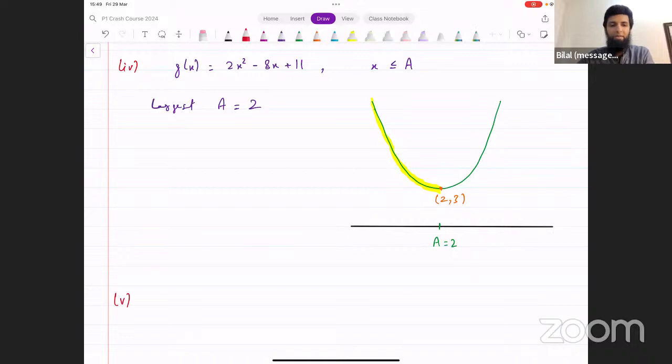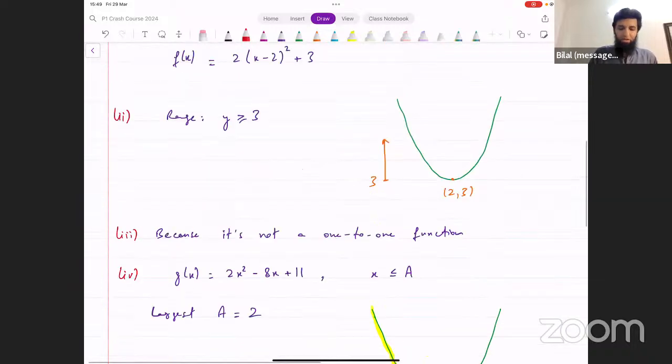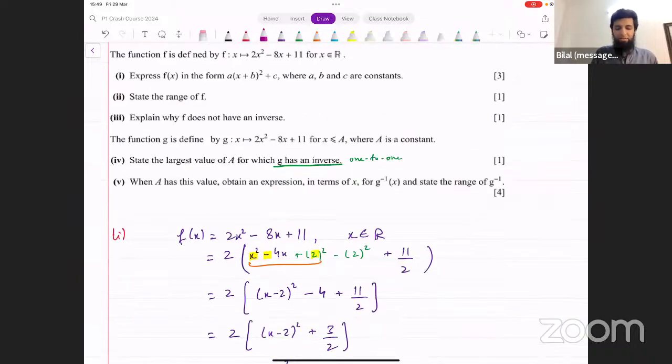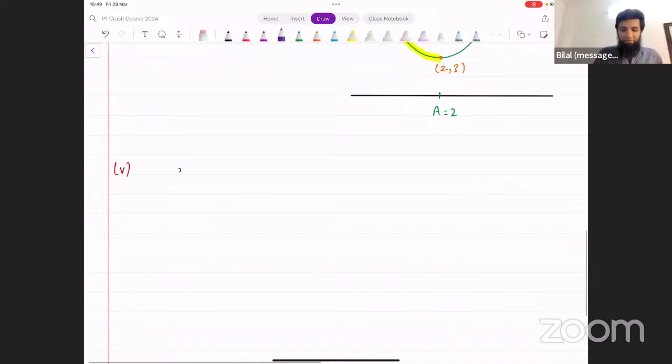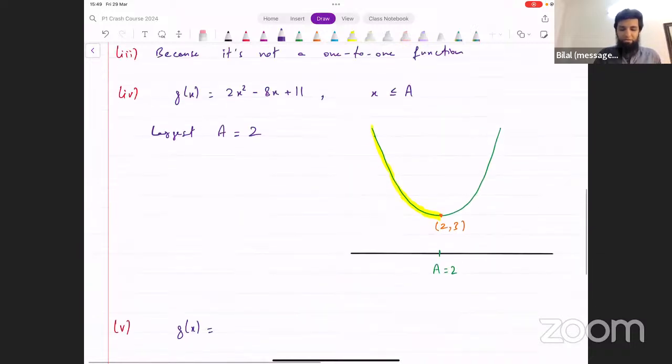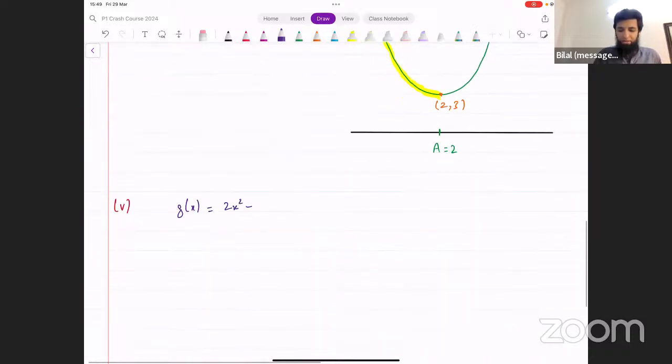Okay. All right, let's look at the last part and then we end for today. The last part says, when a has this largest value that we found in the previous part, obtain an expression for g inverse of x and state the range of g inverse. Okay, let's do this quickly now. So we have g of x, the function g of x is equal to 2x² minus 8x plus 11.